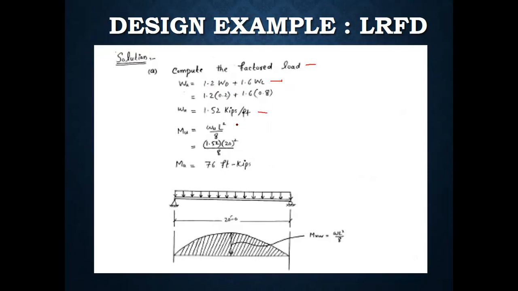And if we find out the ultimate moment for a uniformly distributed load, it's WL² by 8. Once we put in the value of W, the load calculated in the previous steps, multiplied with the square of the span length, we find that the moment comes out to be 76 feet-kips.